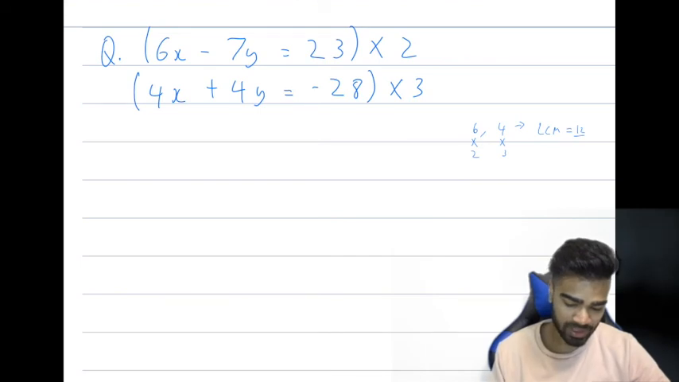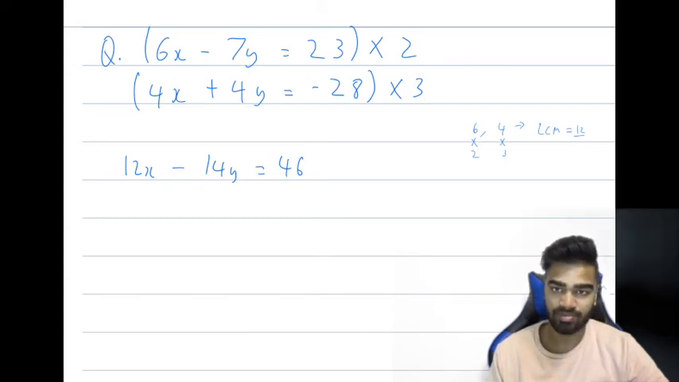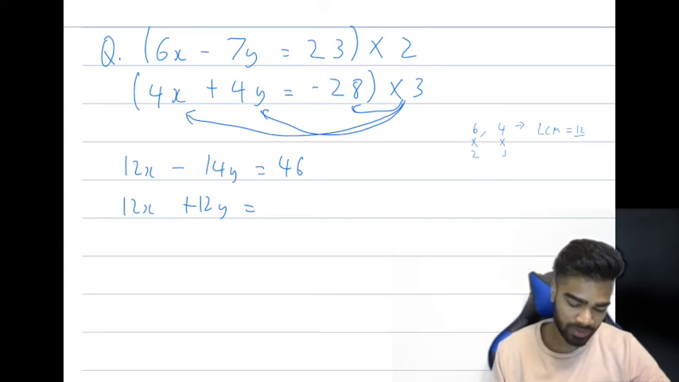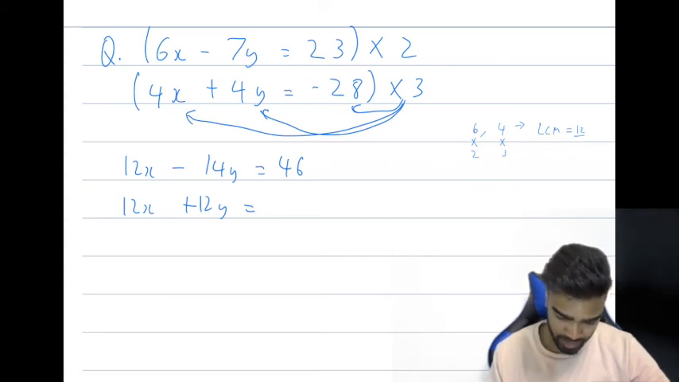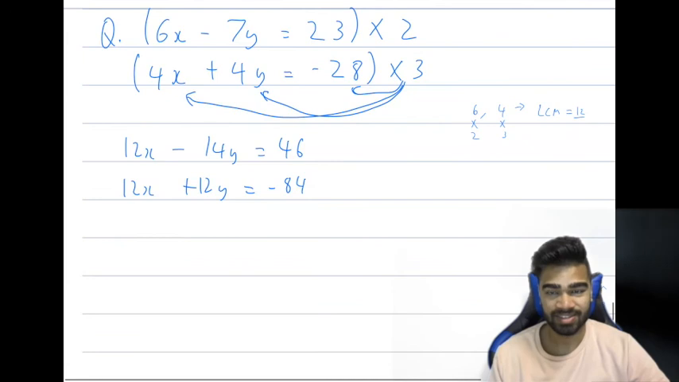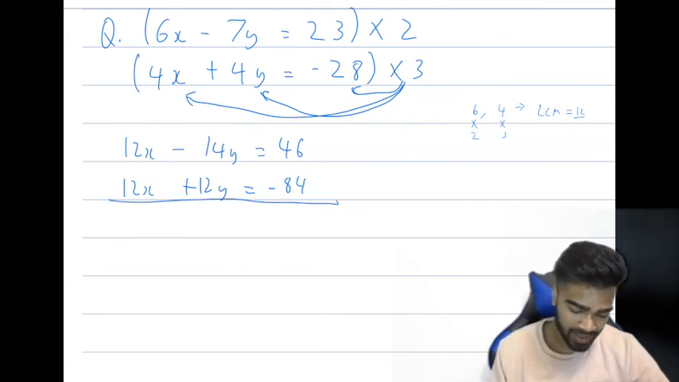Let's see what happens. So the top equation times 2 is 12x minus 14y is equal to 46. Much nicer numbers than last time. And the bottom equation, 12x plus 12y, if I expand, so I'm expanding like this, remember, each term gets multiplied, is equal to times 3, so 56, 28, negative 84. Still kind of annoying numbers, but it's much nicer than last time. Much nicer. Okay, so you can see what happened.